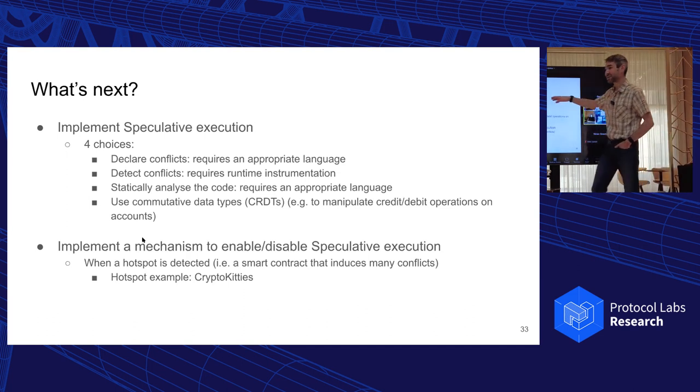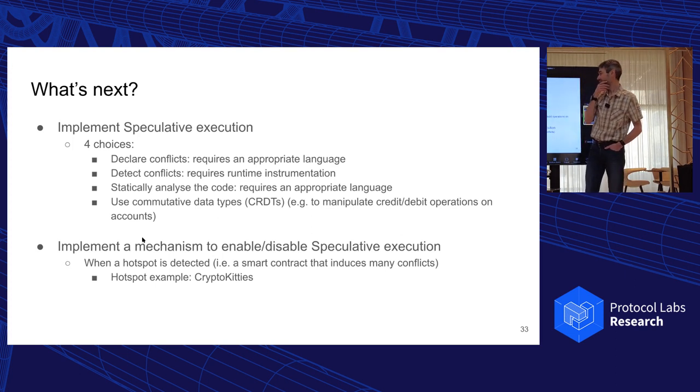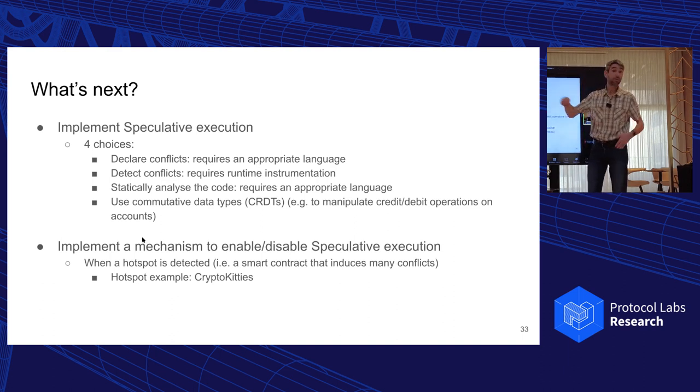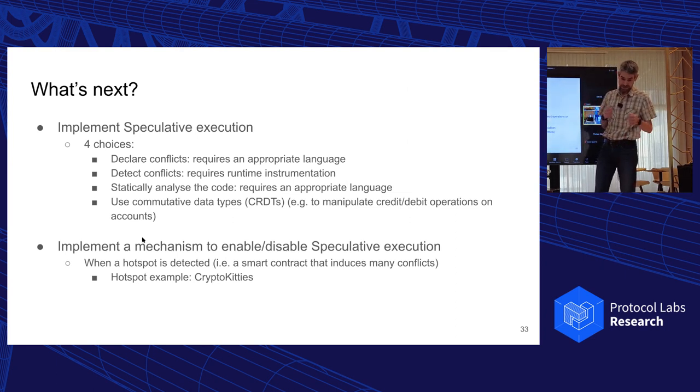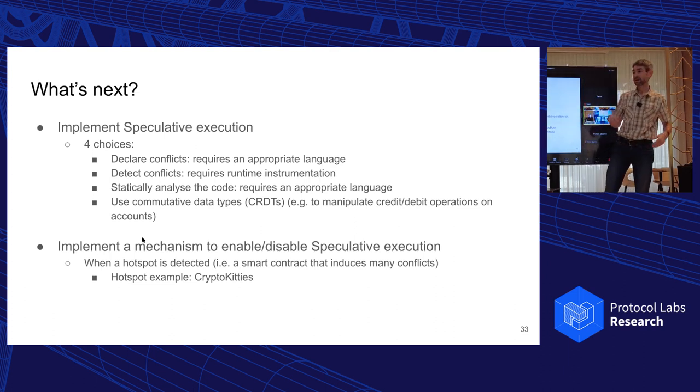So speculative execution, we have four choices. Declare conflicts, which requires an appropriate language to declare conflicts. Detect conflicts, which requires runtime instrumentation. Statically analyze the code, which also requires an appropriate language to be able to analyze it. Use commutative data types, this was your remark, to produce contracts that use operations that commute, like to manipulate credit and debit operations in accounts.